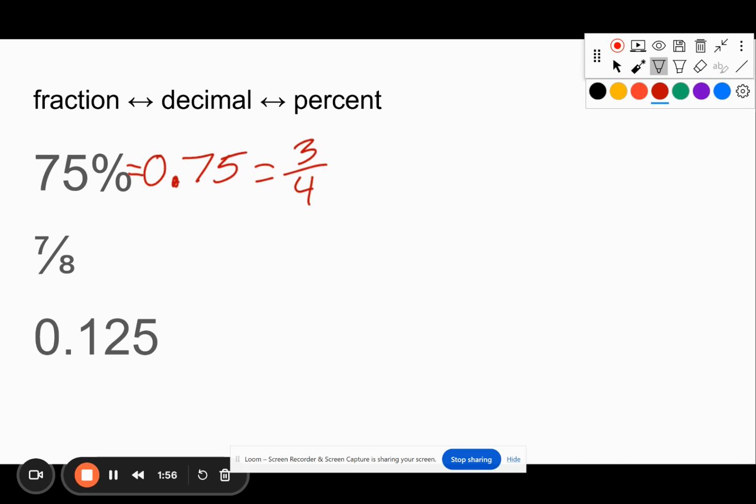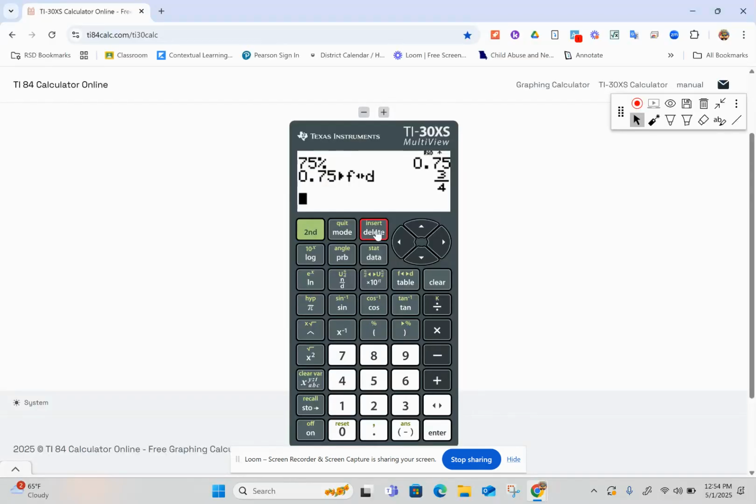So 7/8. Go to your calculator. 7 and over D8. Hit second F to D to get it from a fraction to a decimal. Second, arrow to percent. Change your decimal to a percentage. It'll also change a fraction. So if I do 7/8 and hit second, it'll still tell me it's 87.5%. So we got 0.875.